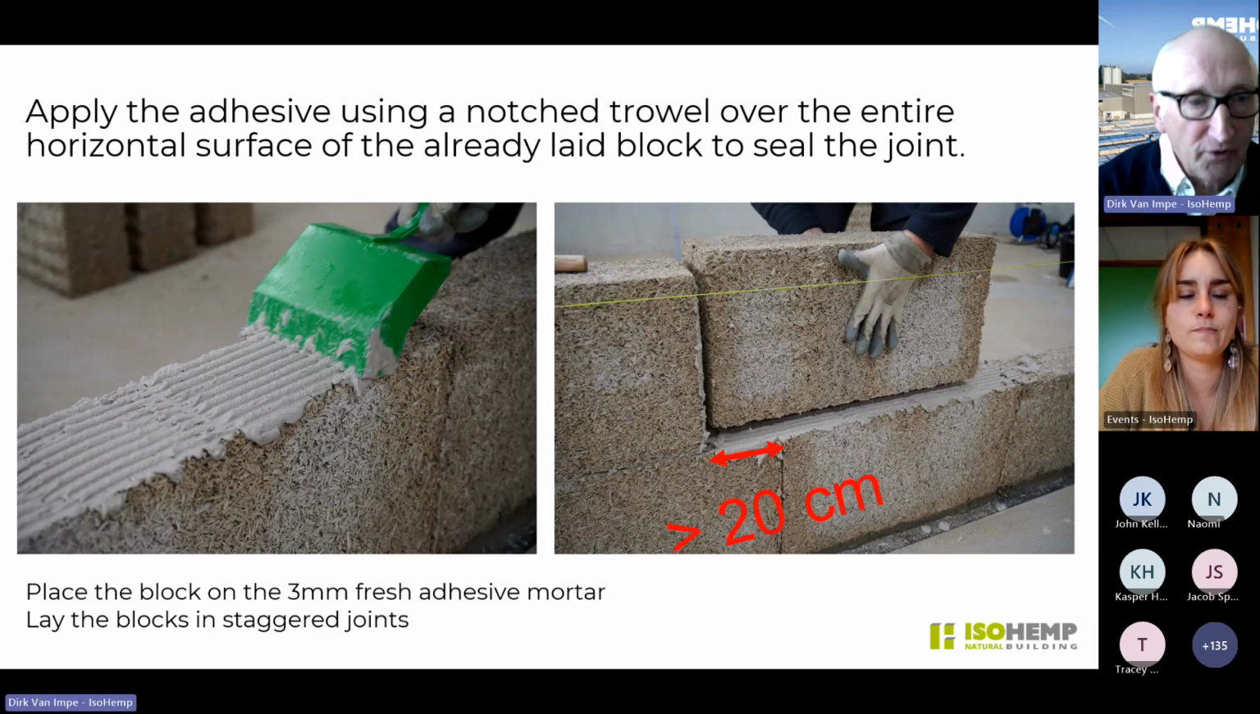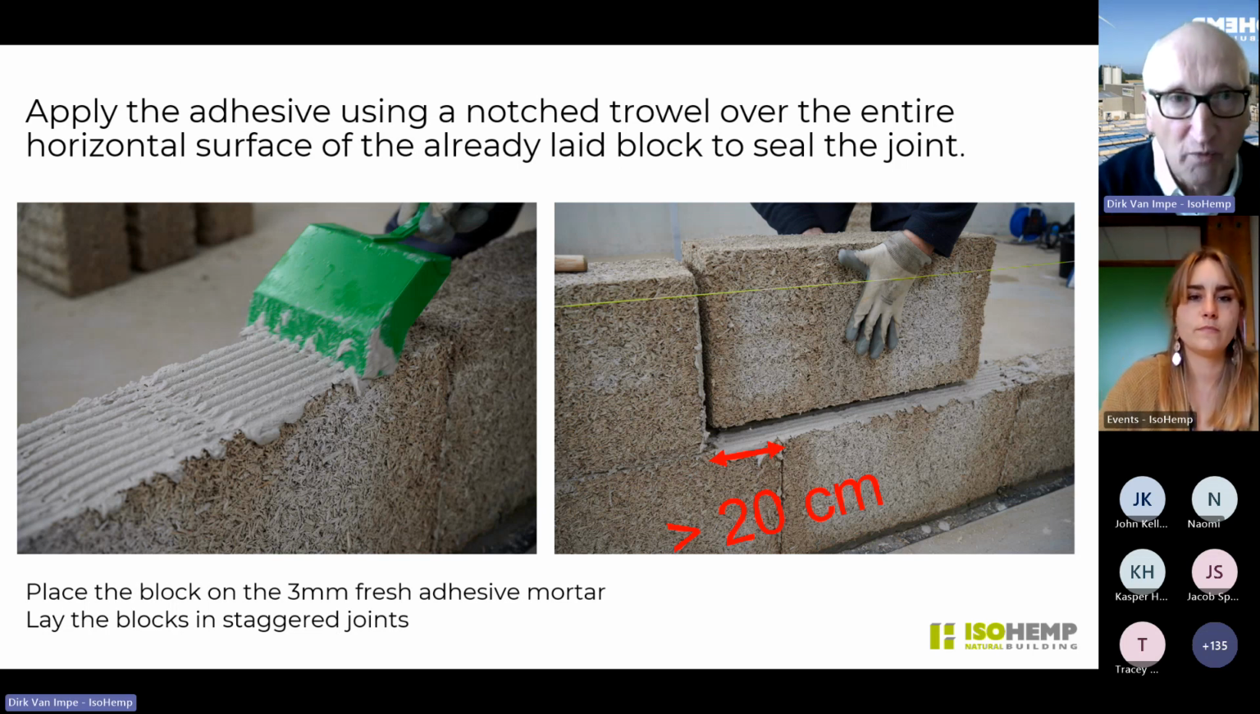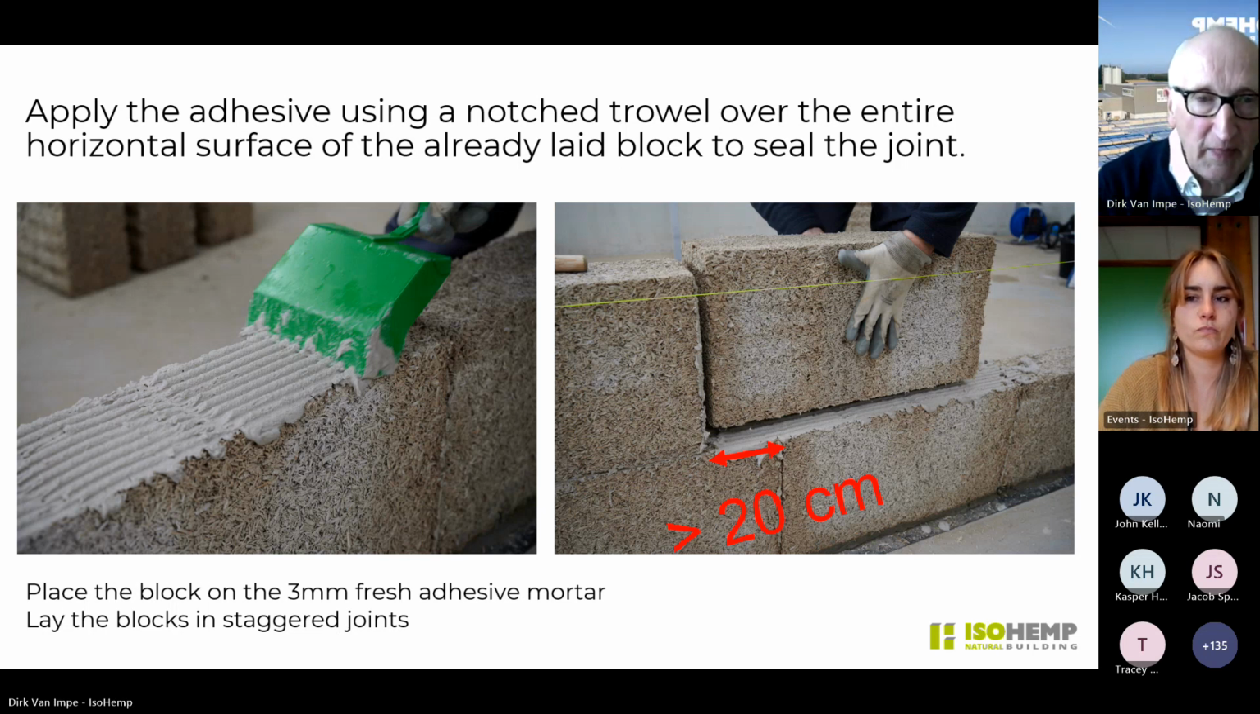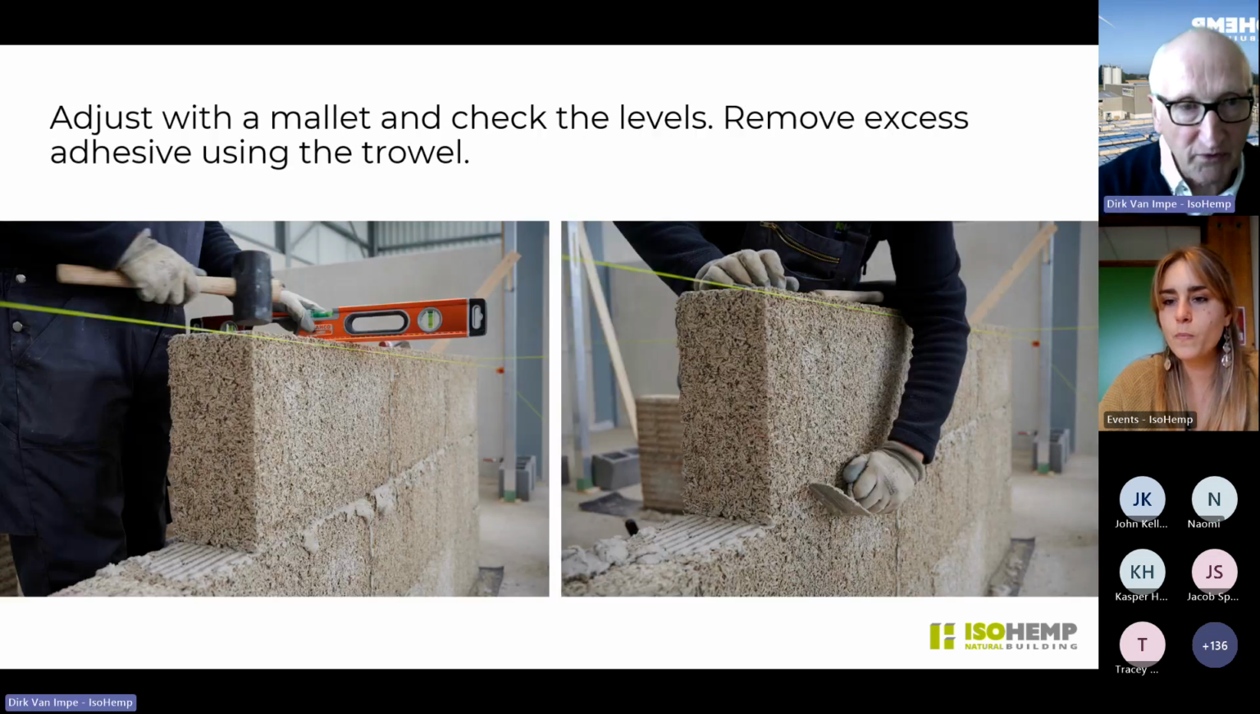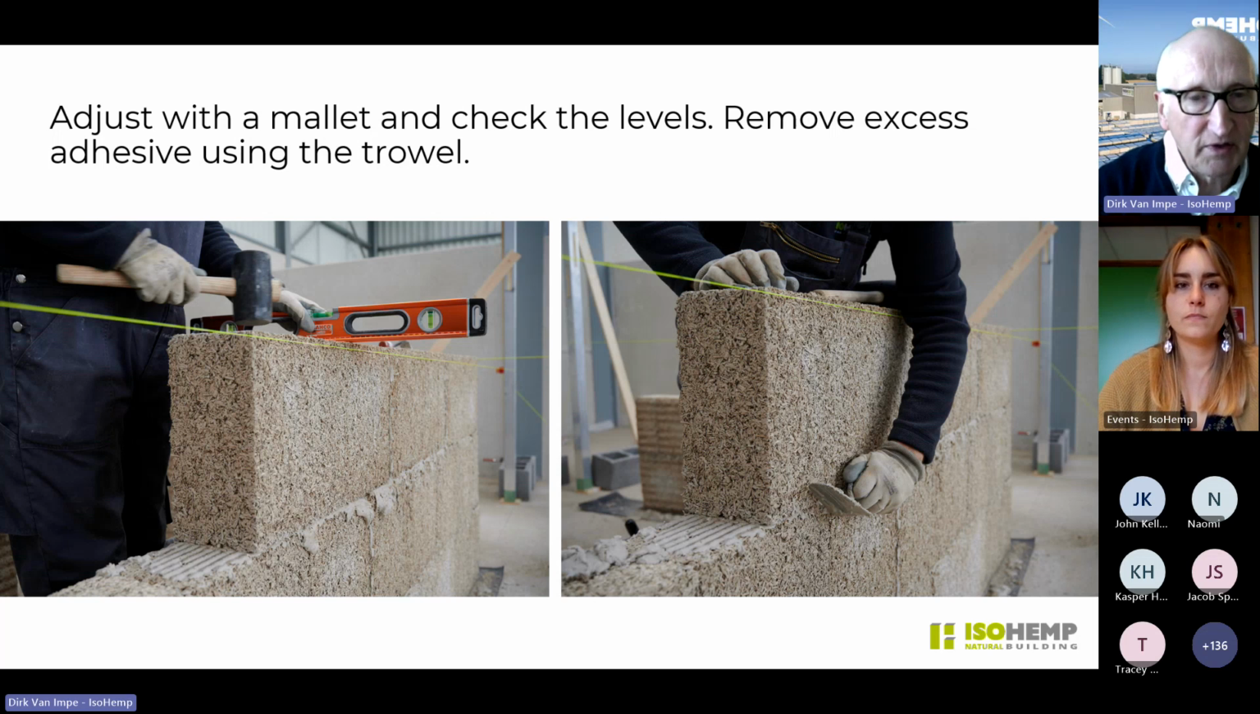So you place the block on the 3 millimeter fresh mortar, and you always have to work with staggered joints. This is also like normal masonry, and so it should be staggered at least 20 centimeters. But this is also a normal masonry technique. Remove excess immediately because the glue becomes very hard, and afterwards it's not easy to remove it.